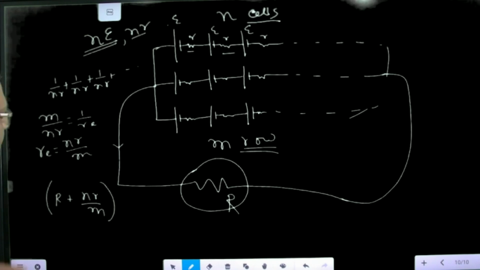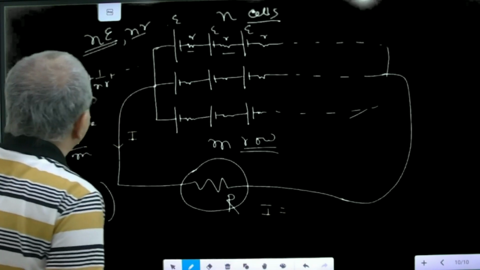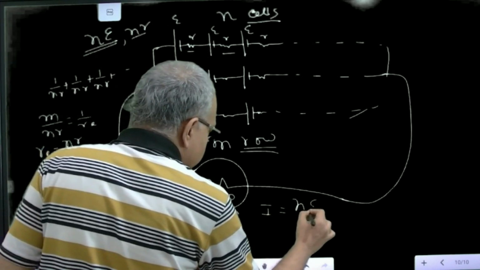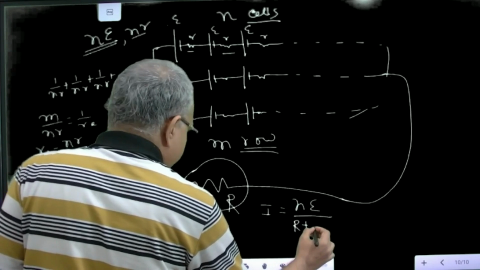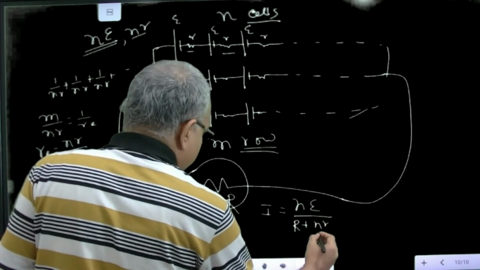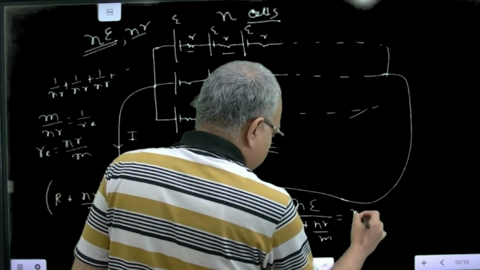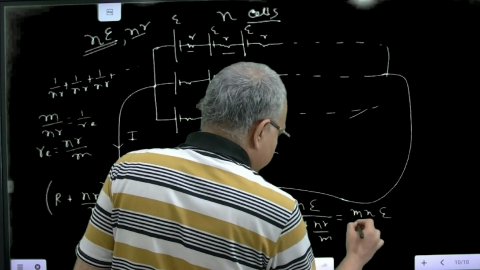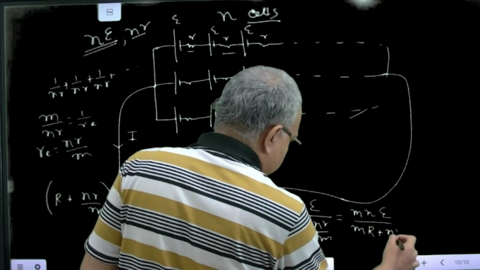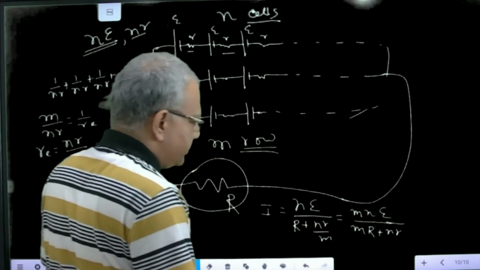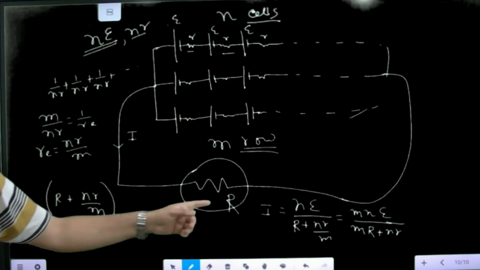So finally, the current expression I am going to have: I is equal to NE divided by R plus NR by M. So, MNE by MR plus NR. So that is the expression of the current I can have. Okay.